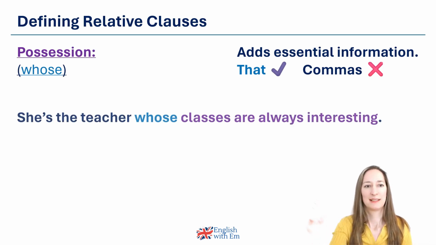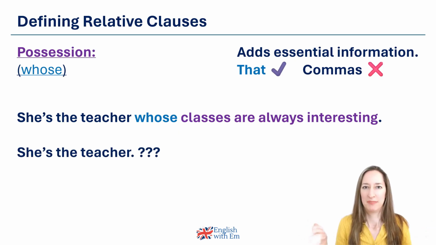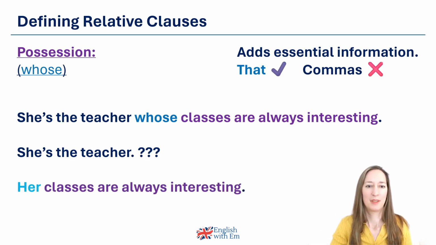Whose? She's the teacher whose classes are always interesting. So again, if we said, she's the teacher, okay, which teacher? The teacher whose classes are always interesting. And how do we know we're talking about possession here? Well, whose classes are always interesting? Turn it into a question. Her classes are always interesting. So if we answer with a possessive form, then we know we need to use whose.